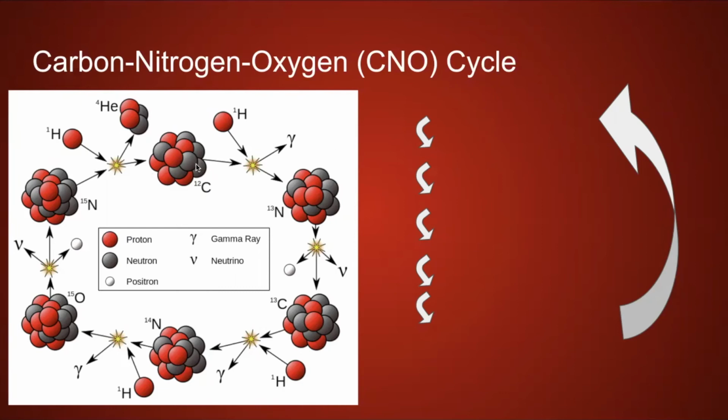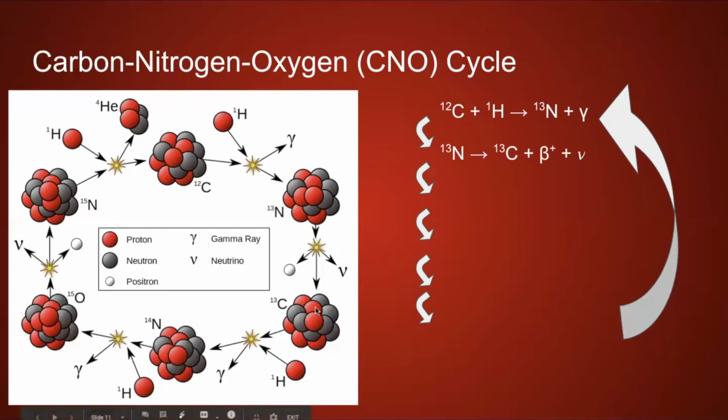Let's start with carbon-12. If we combine it with a proton, it will create nitrogen-13 and also a gamma ray. Because nitrogen-13 is unstable, it will undergo beta decay, which will produce carbon-13, a positron, and a neutrino. Just like in the proton-proton chain, the positron will quickly find an electron to produce two gamma rays.